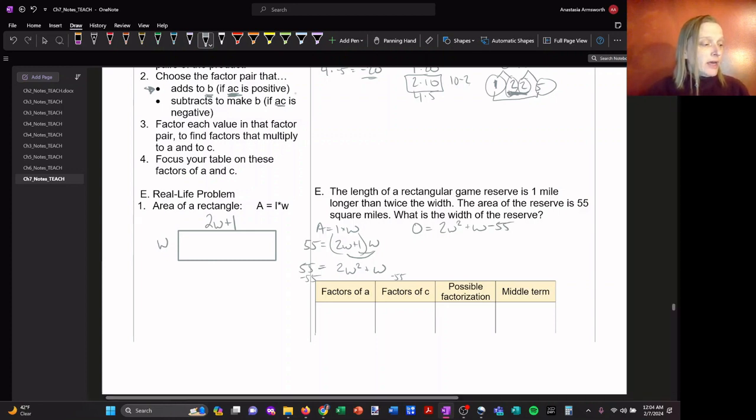I am going to go ahead and use my AC method to target what values to test here because I don't want to test all of the possible factors and all the possible combinations. So what I'm going to do is 2 times 55. I'm going to get that value, which is 110. And I'm going to think about the factors of 110.